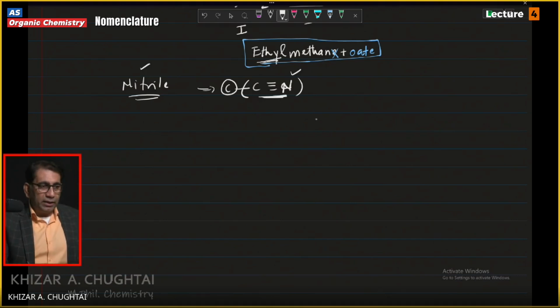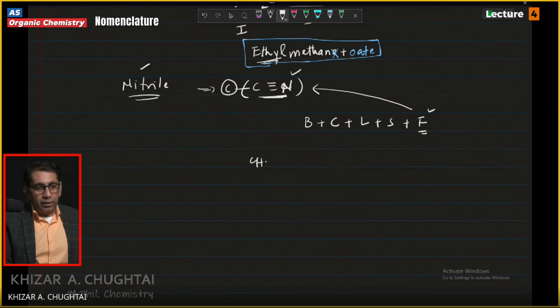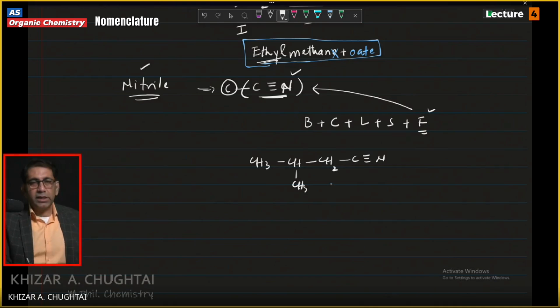Again, the old method is back over here. You will write the branches, cyclo if there is cyclo, then the longest chain, then the suffix, in or en, and finally you will write the name of the functional group, and this is a functional group basically. So, for example, I'm having CH3, CH, C triple bond N, and this is CH3.